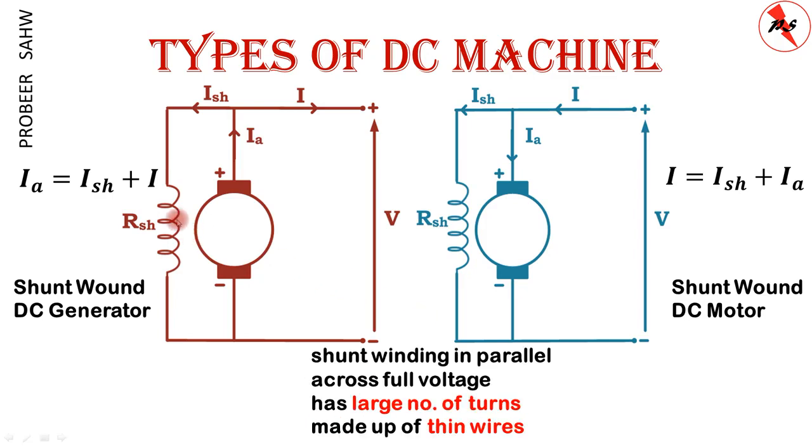Since the shunt winding is in parallel to the armature, it receives full voltage. The voltage across the shunt winding is V. Since this voltage is very large, the current that flows through this winding, ISH, the current that is flowing to the shunt winding, is very small.